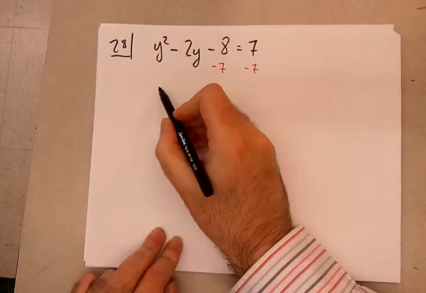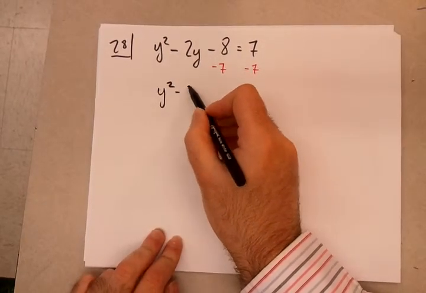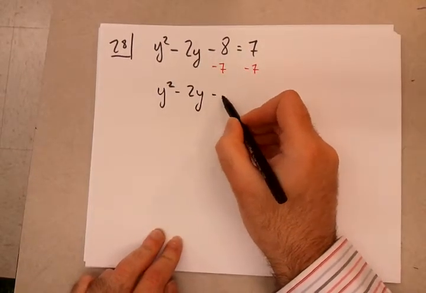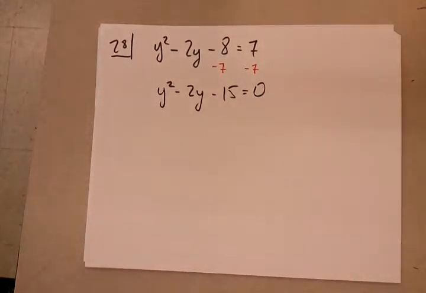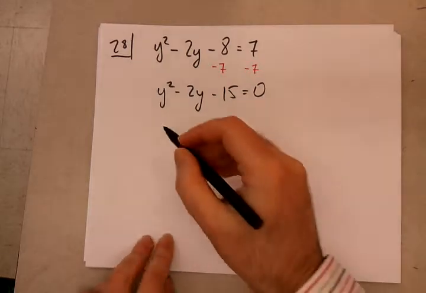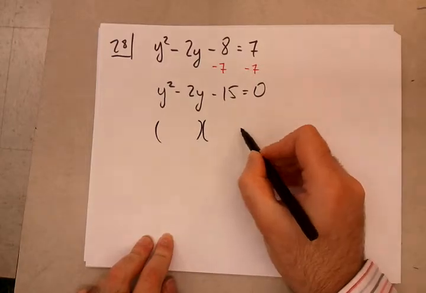So I'm going to get y squared minus 2y, and then it's going to be minus 15, all equals to 0. Good. Now this looks just like the problem in 24. So I want to factor first. I'm going to come up with my two parentheses.